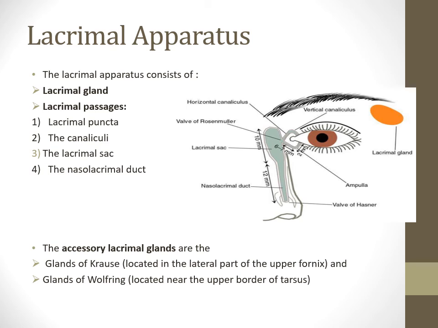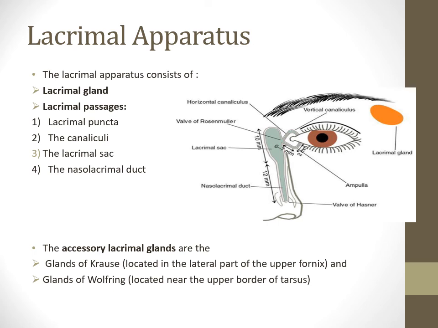The canaliculus is divided into two parts: the vertical canaliculus and the horizontal canaliculus. The junction between the two is called the ampulla. Then these lacrimal canaliculi open into the lacrimal sac. The opening between these two is guarded by a valve which is called the valve of Rosenmuller.